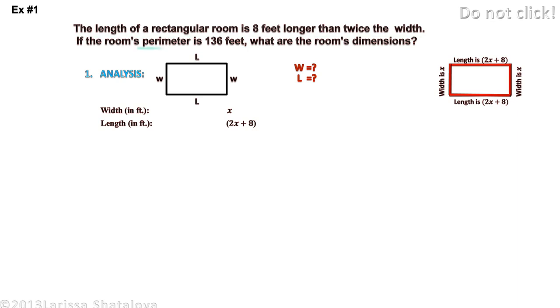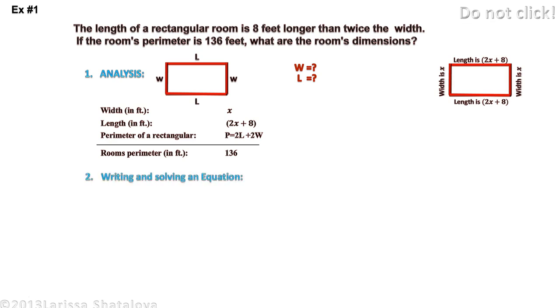We are talking about the perimeter of the room, which is 136 feet, but the perimeter of a rectangle is 2 times length and 2 times width, and the room's perimeter is 136 feet. So now we are ready to write an equation. 136 we replace for the perimeter, and then 2 times the length, 2 times parenthesis 2x and positive 8, and then 2 times the width would be just 2 times x.